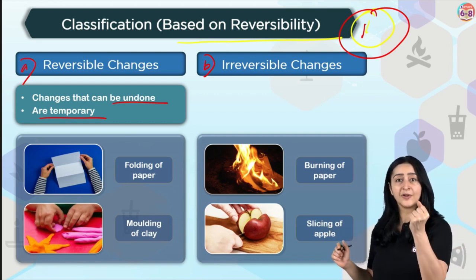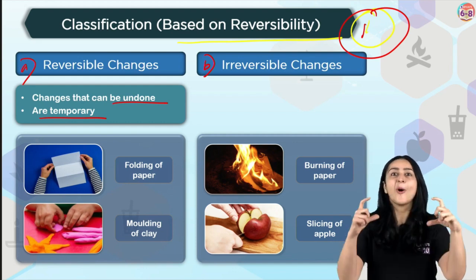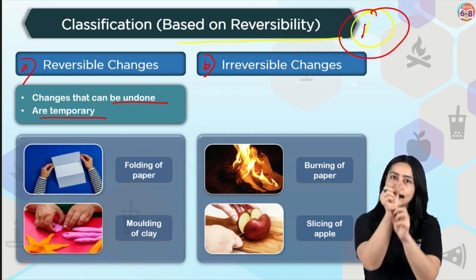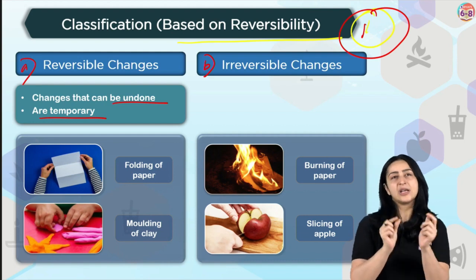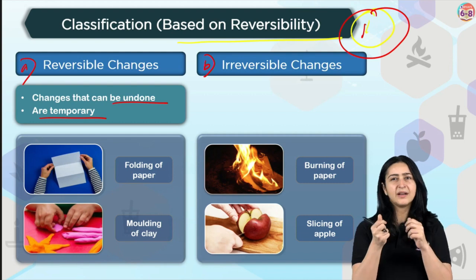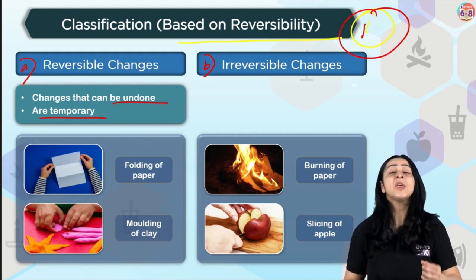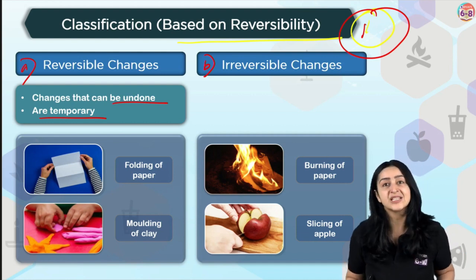Or for example, molding of clay. Now everyone has played with clay, right? So sometimes you have these clay boxes with all these different colored clays, and you take that bar of clay and you say, okay, now I want to make this into a diya, and you make it into a diya, and then you say, okay, now I don't want the diya shape anymore. You can actually change it back to what it was, right? So this is what we mean by reversible change.